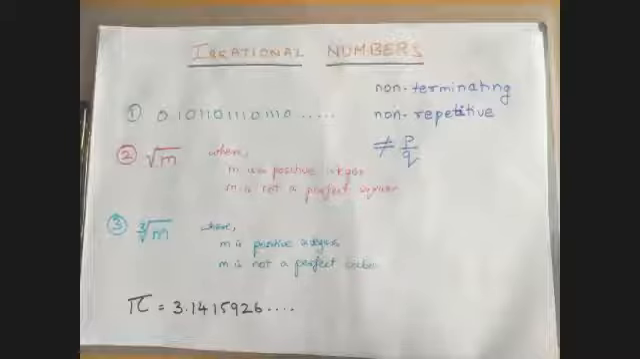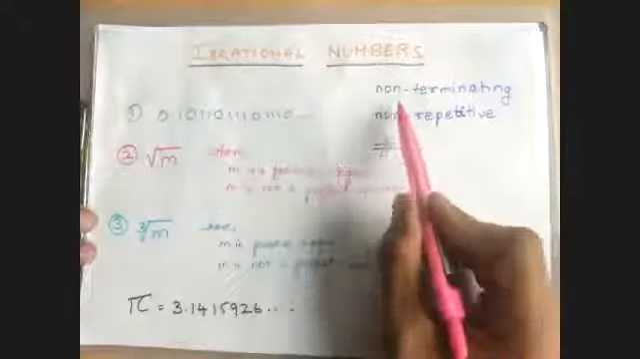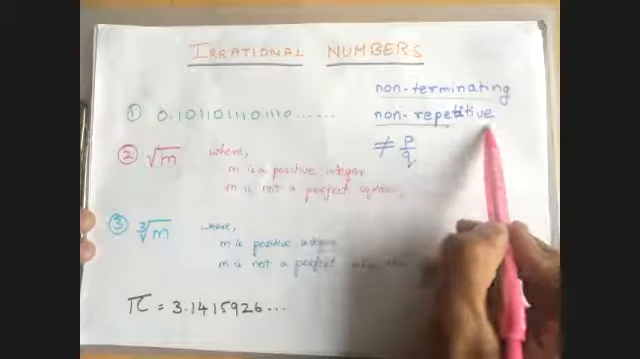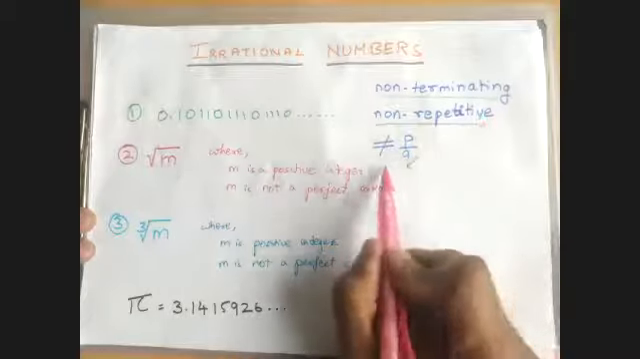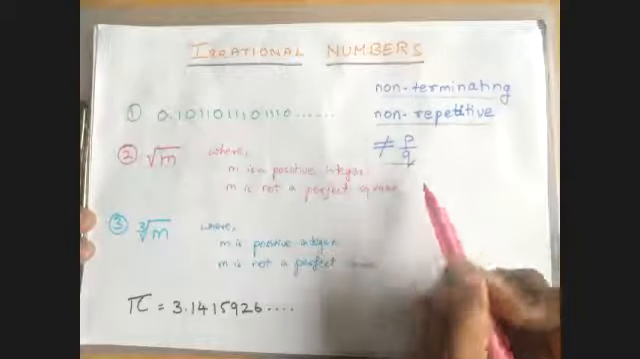Hello everyone. Today let us discuss irrational numbers. As we saw in the last class, irrational numbers are numbers which are non-terminating and non-repetitive and cannot be expressed in the form of p by q, that is, in the form of rational numbers.